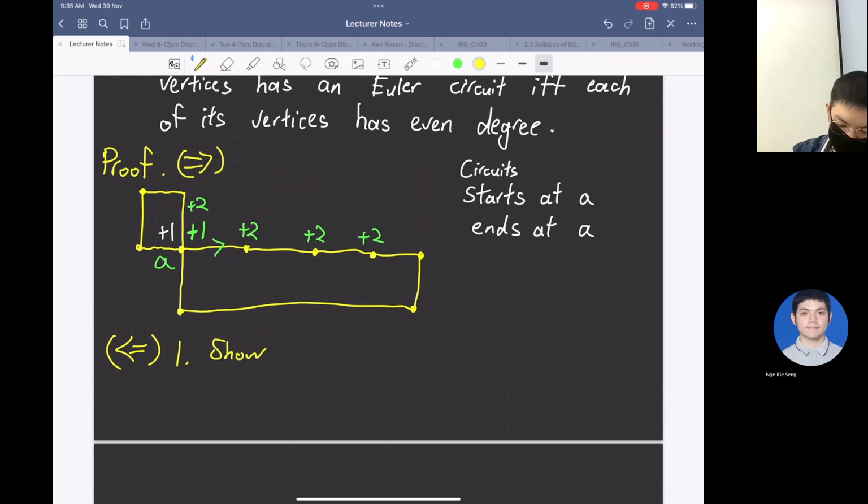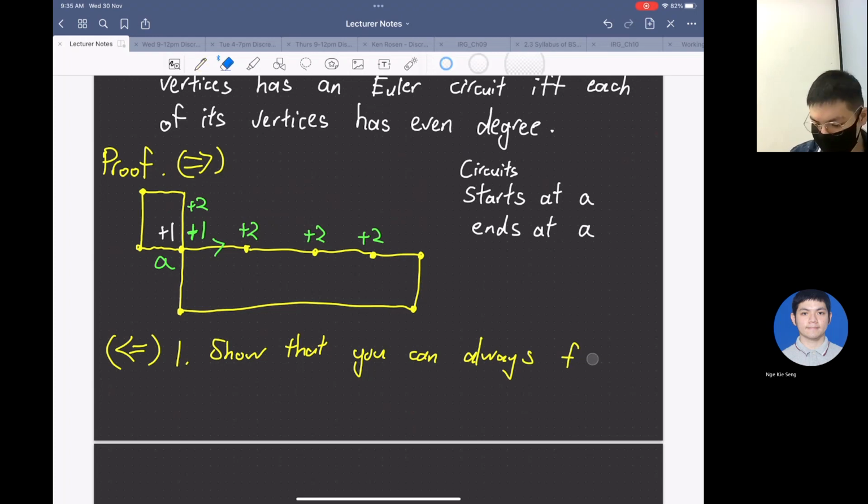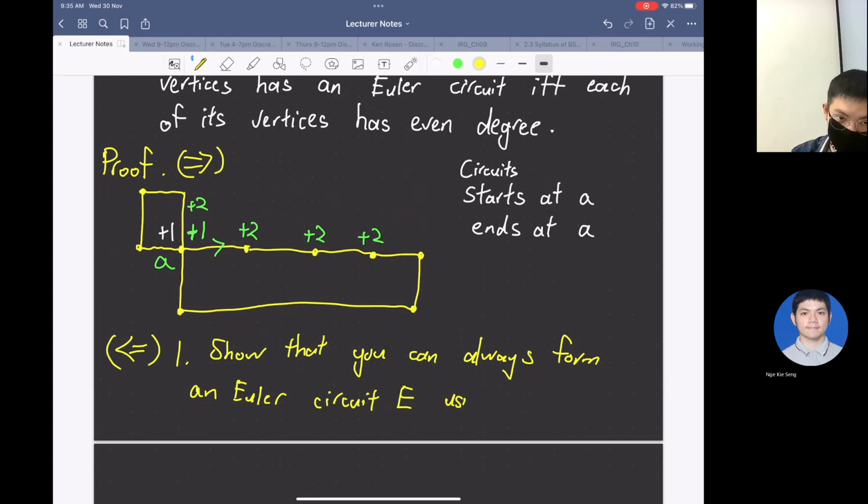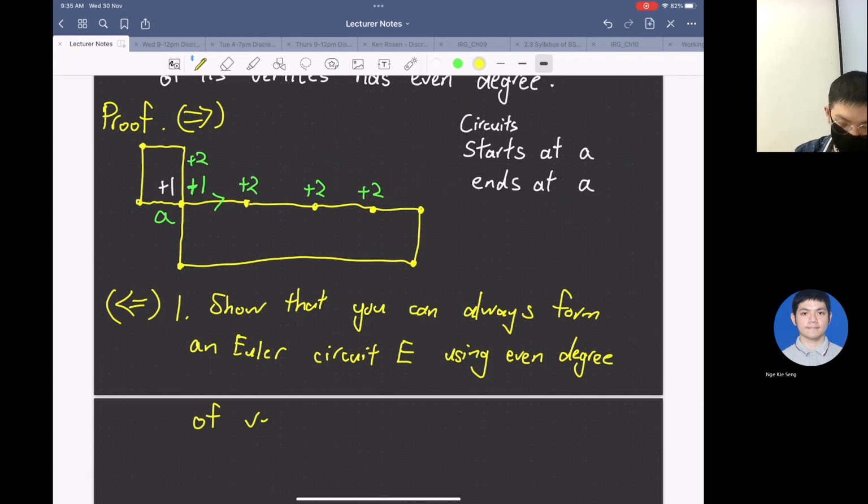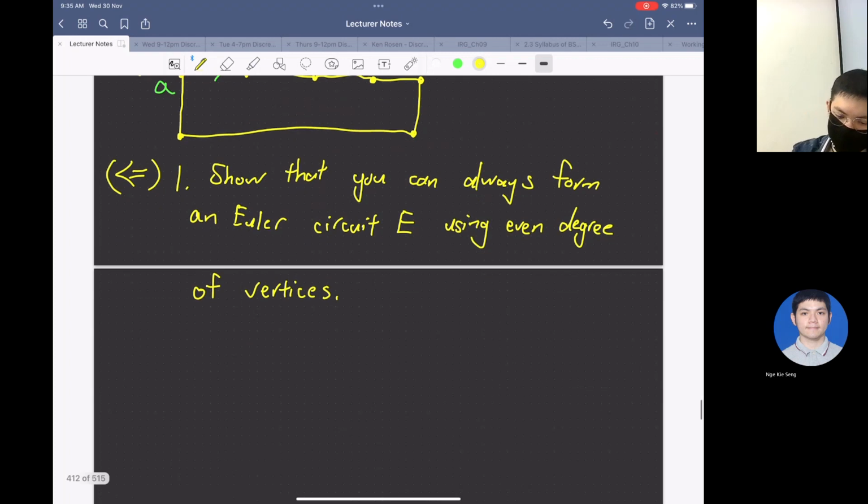So one is you have to show that you can always form an Euler circuit using even degree of vertexes. Okay. So whenever you got even degree of vertexes, you can form an Euler circuit. Okay, maybe for example, let me show you some examples.